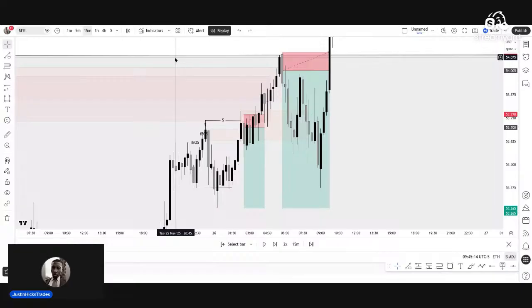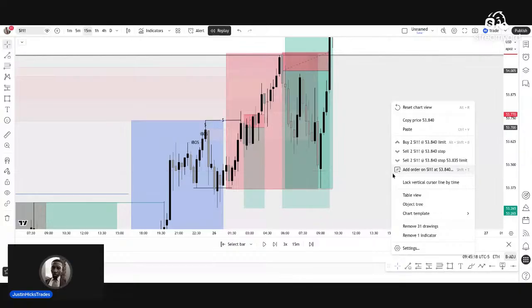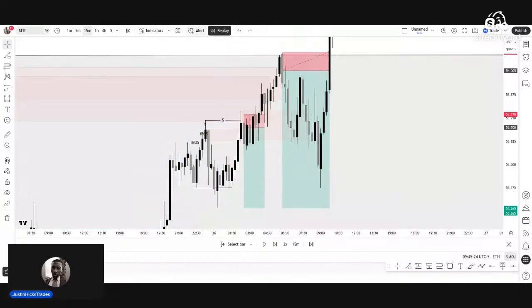Cause I used to be to where my entries... I really feel like this is something that I need to look into, the zones, cause that's something that I just overlook every time. My entries, what could have been better?